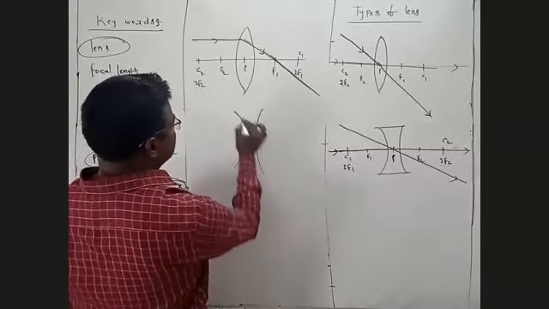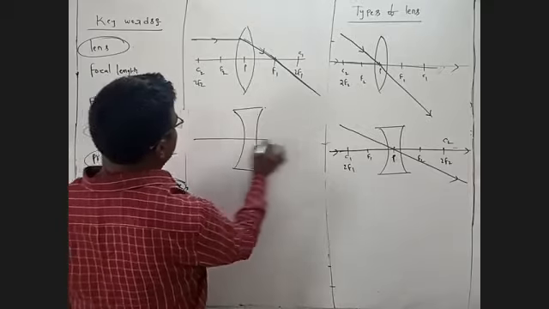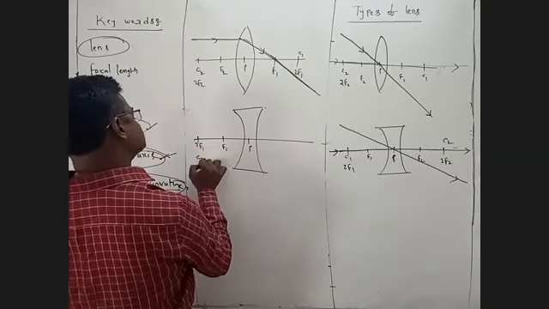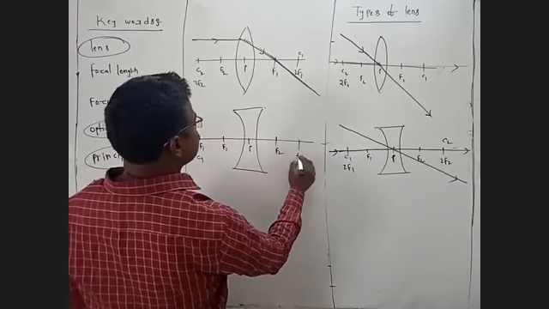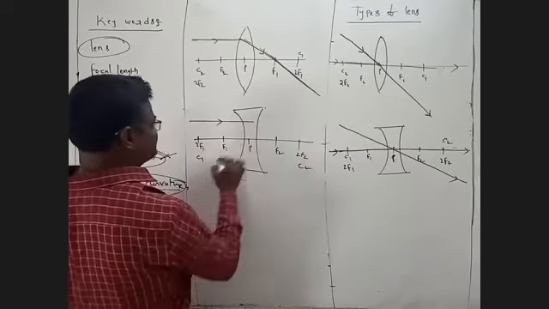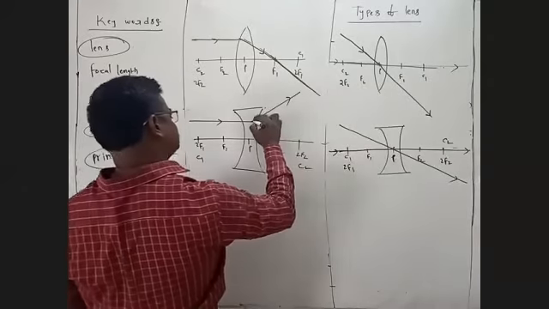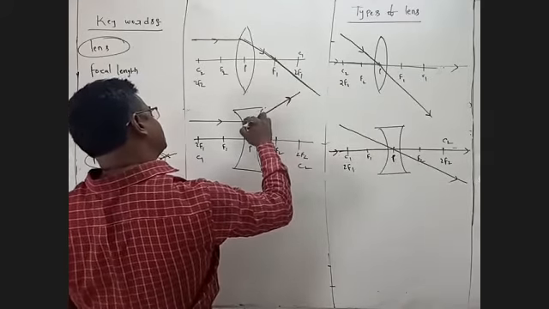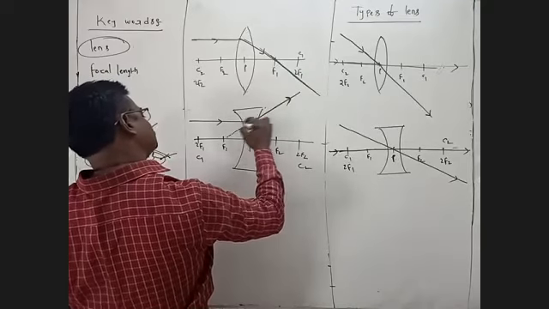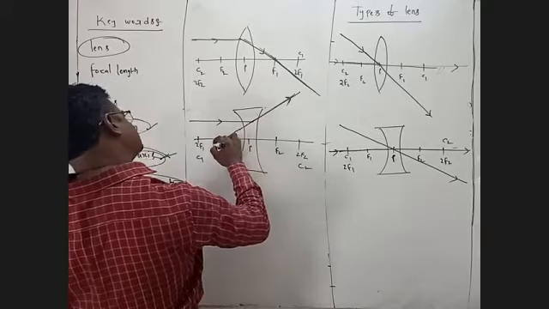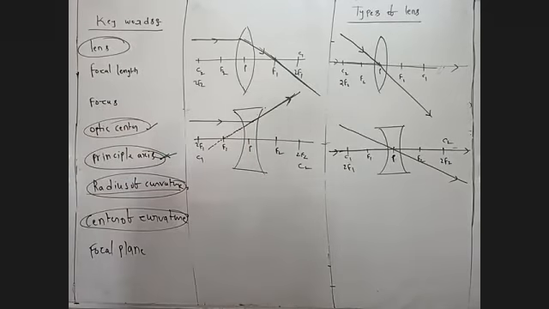The same rule applies for the concave lens. This is F1, 2F1, C1, F2, 2F2, C. A light ray travels parallel to the principal axis. It is divergent. This is the refracted ray. The refracted ray is extended backward in dotted lines. That is all, so we have the basic rules.